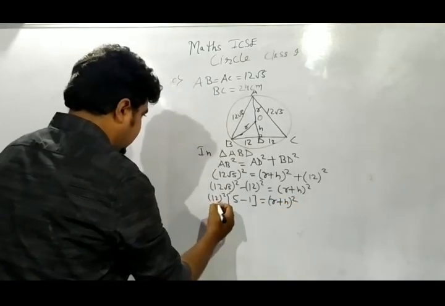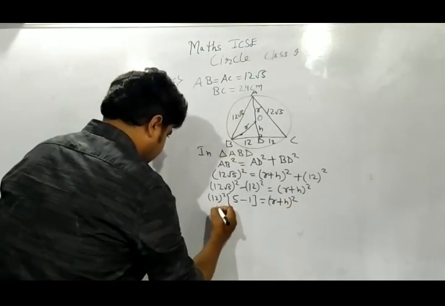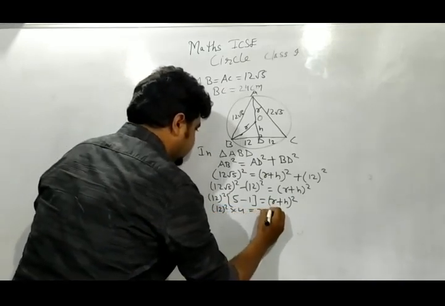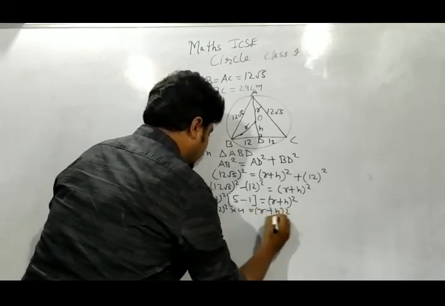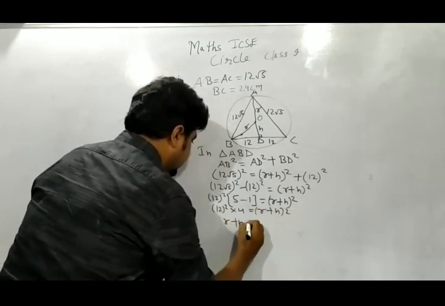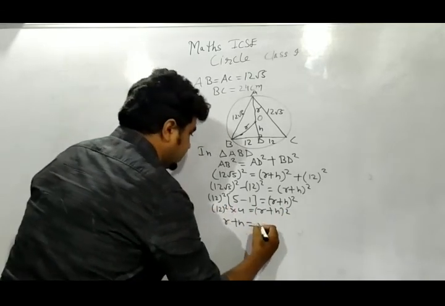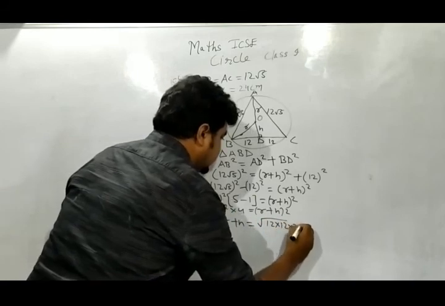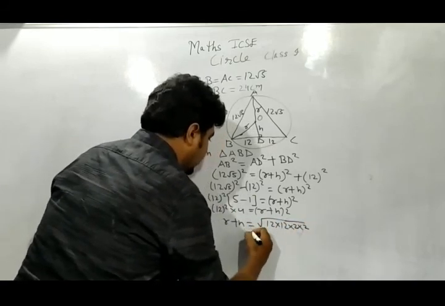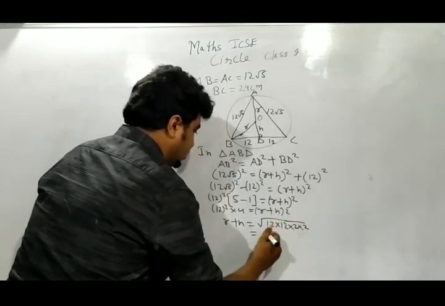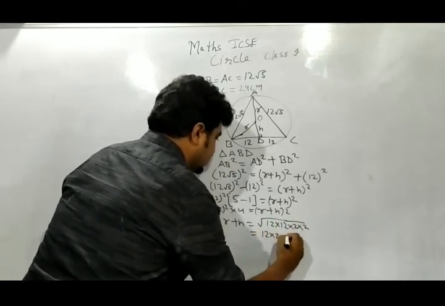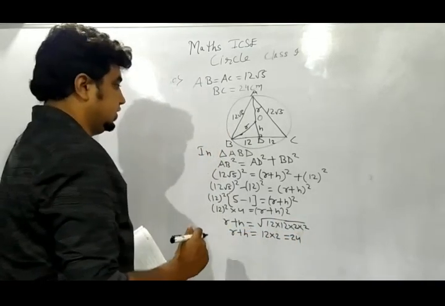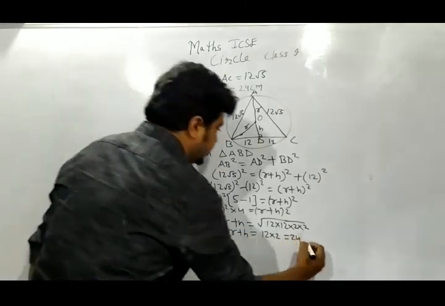So from here R plus H whole square is 12 square into 4. Means R plus H will be equal to the root of this, 12 into 12 into 2 into 2, so R plus H is equal to 12 into 2, means 24. The R plus H value we have got is 24. Now this is one of the equations I got.